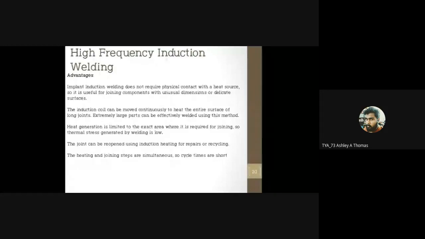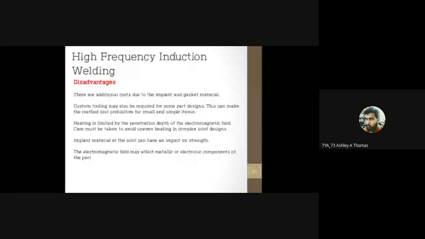Whereas if there is no physical contact, mostly the processes are carried out in a short period. When there is physical contact and more movements, the cycle time is generally high. So these are the advantages.